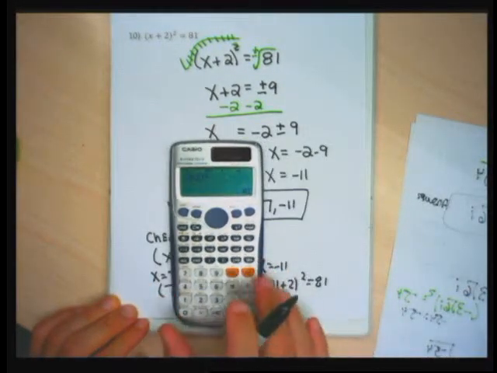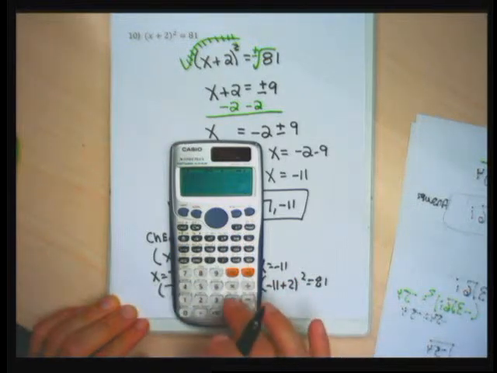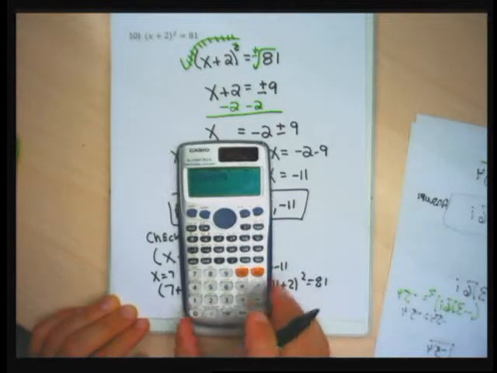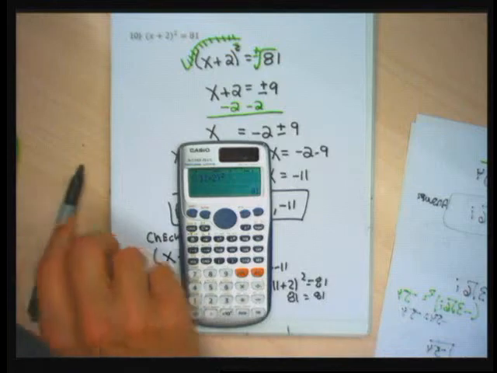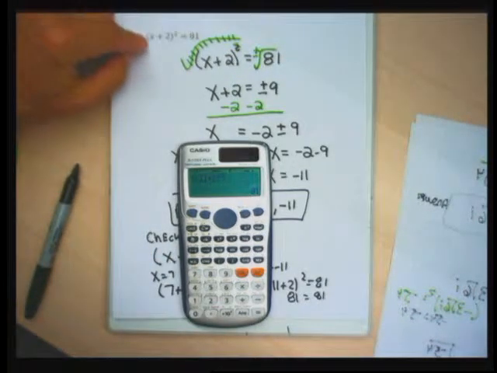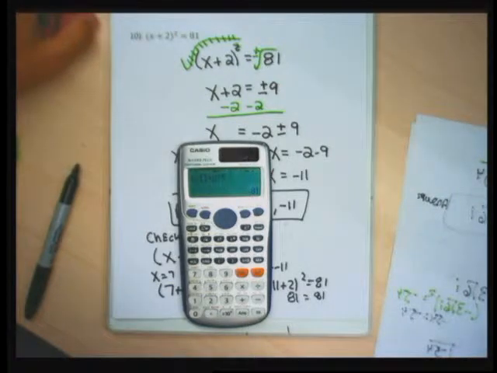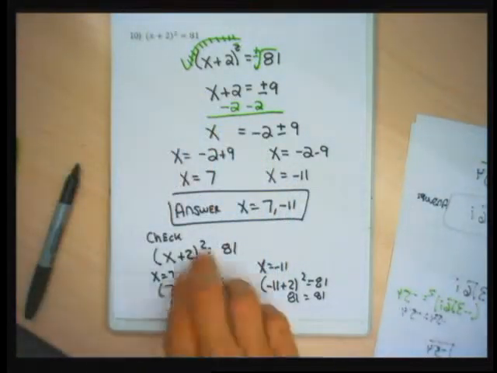I'll do the same with the negative 11. I'm going to go negative 11 plus 2 squared. Hopefully when I do that one, I also get 81, and I do. So I know that my answer is 100% correct. Anytime I see a square that applies to a letter, and I have an equal sign, if that 2 is the highest exponent that I see, I expect to get 2 solutions. I did, and I have to check each one separately.